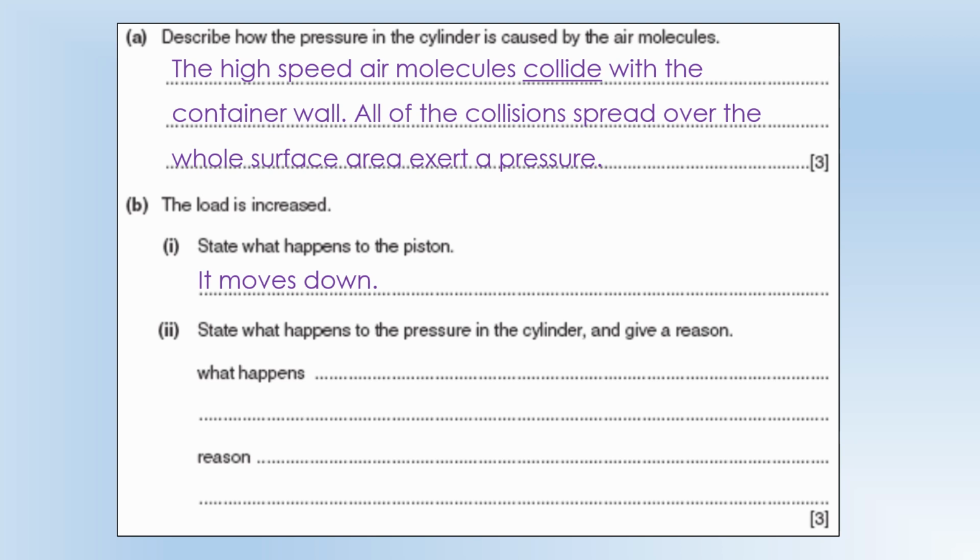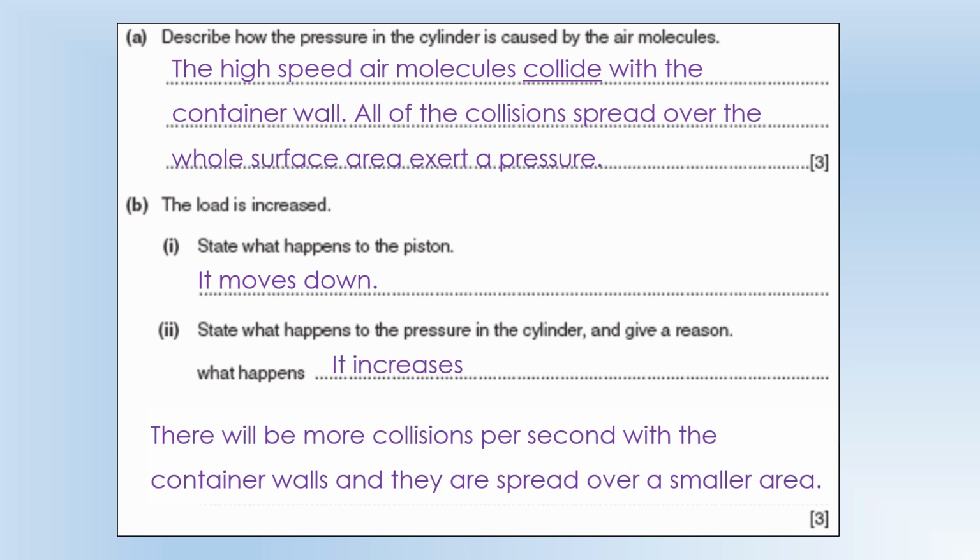State what happens to the pressure in the cylinder and give a reason. So the pressure is going to increase, and the reason is if we decrease the volume of the container by compressing it, there'll be more collisions per second because the distance each particle travels between collisions is now smaller, and the total area over which the collisions are spread is also now smaller because we've made the container smaller, and that's going to give you higher pressure.